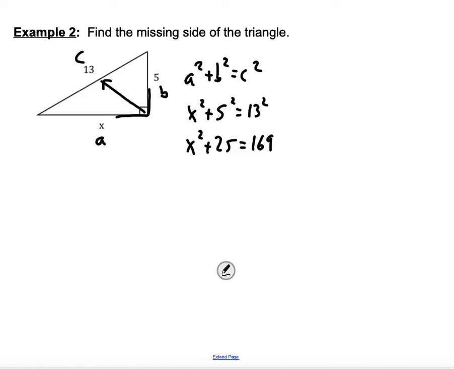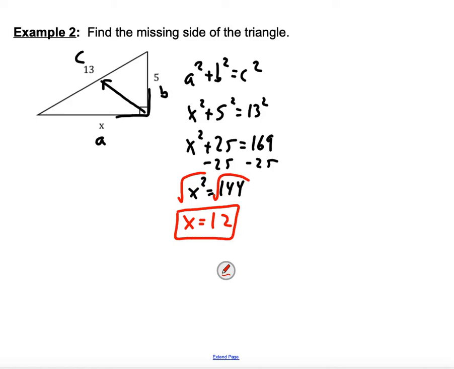So now you can just do your computations on that. So now 5 squared is 25, 13 squared is 169. We have to get rid of the 25 because we want to get x squared by itself. And now we have to get rid of the squared. So to undo the squared, you take the square root of both sides. And we end up getting x equals 12. We don't have any units on this. It's just a 12. You weren't told in the problem what kind of units it was. It wasn't like there was 5 centimeters or anything, so we don't have to label that answer.